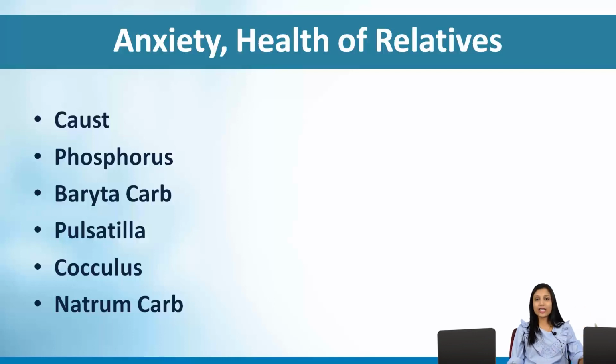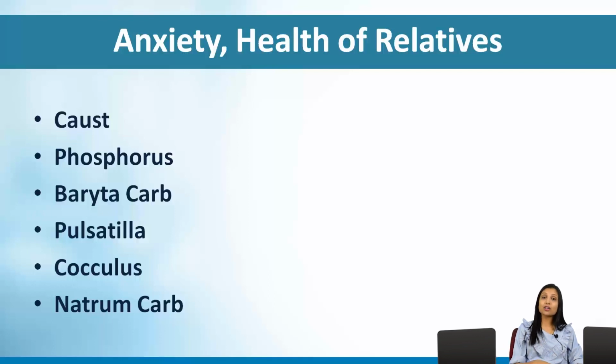If you look at the next two remedies, that is Baryta carb and Pulsatilla, the anxiety with relation to relatives' health is because they feel a sense of dependence on those people. They are Pulsatilla and Baryta carb. Both are extremely dependent remedies. Pulsatilla because they are more of yielding, diffident, timid people who cannot make decisions on their own and need the help of others.